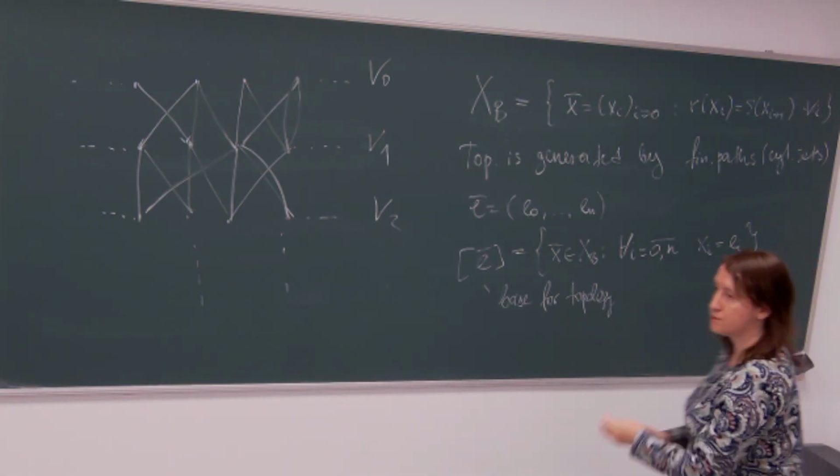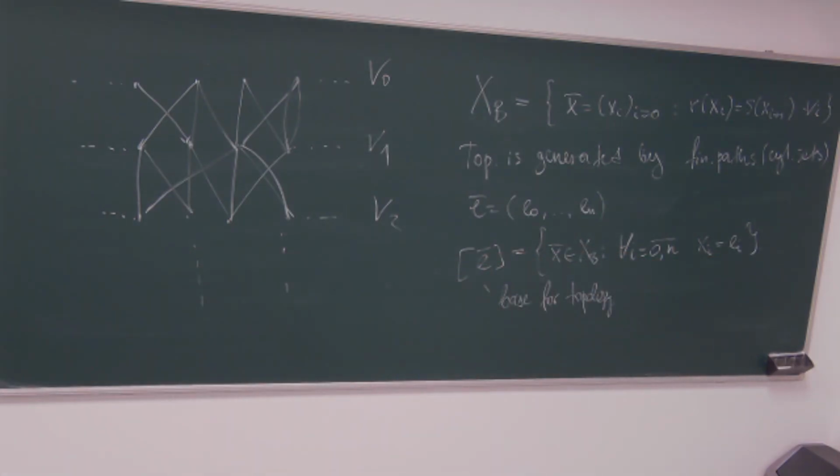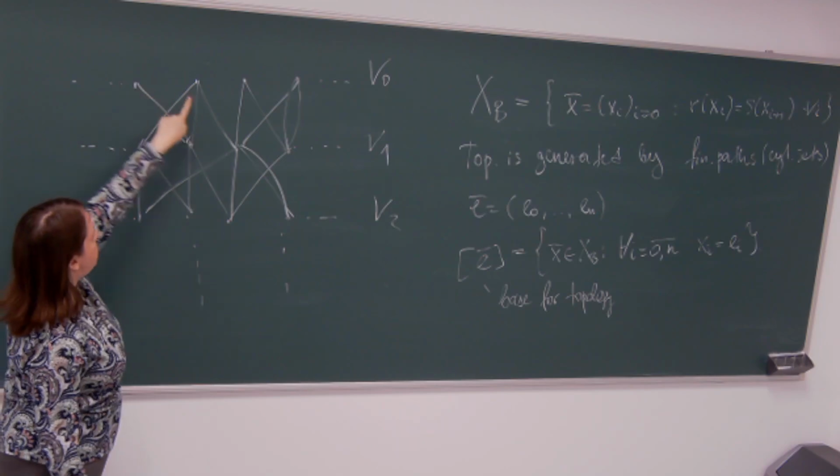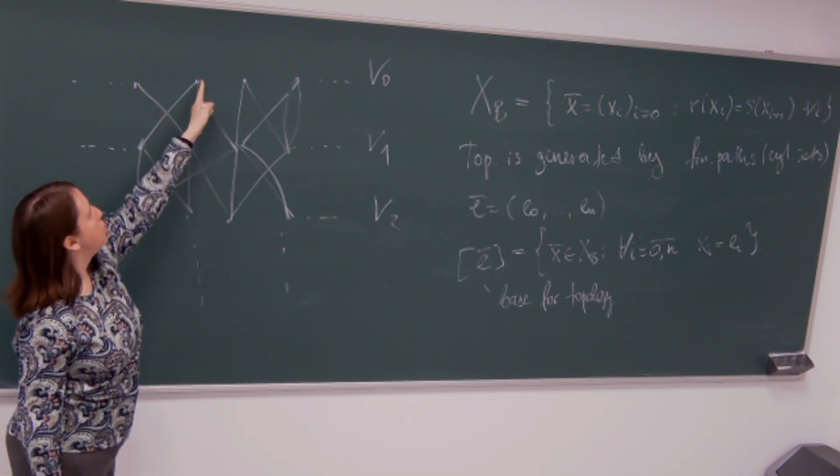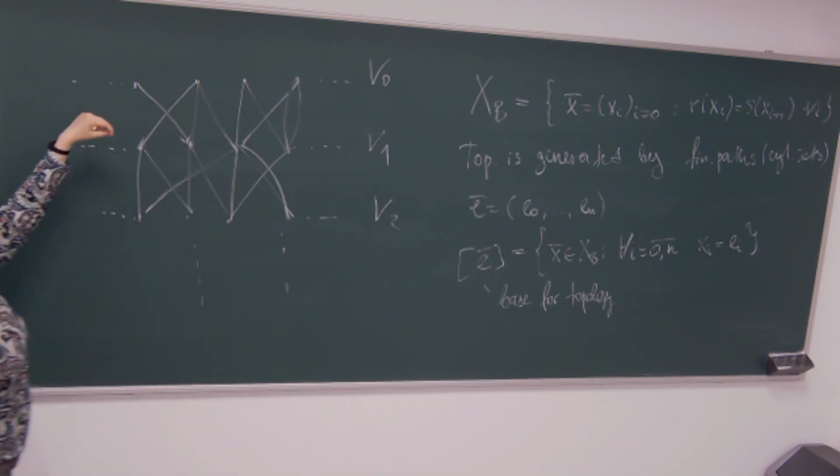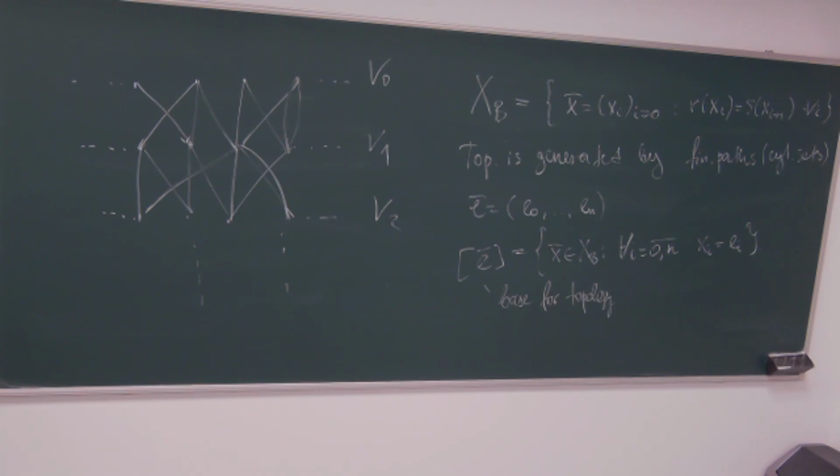So this was this part. And now, as was already asked, if we have finitely many outgoing edges from every vertex, we have a locally compact space. But we don't require this, so we can have infinitely many outgoing edges from vertices.